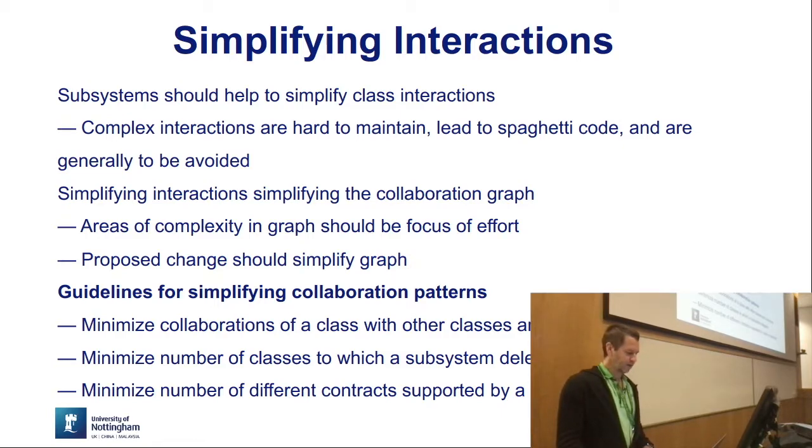Guidelines for simplifying collaboration patterns. Those are some advanced guidelines there. Minimize collaborations of a class with other classes and subsystems. Minimize the number of classes to which a subsystem delegates. And minimize the number of different contracts supported by a class or subsystem. So the introduction of subsystems itself is a way of simplifying interactions in the system. That's one of the main objectives of subsystems.